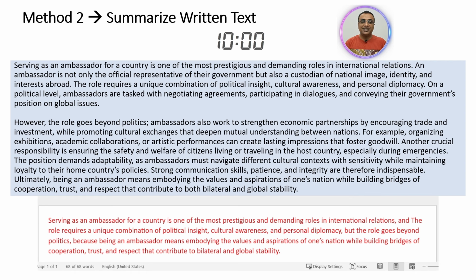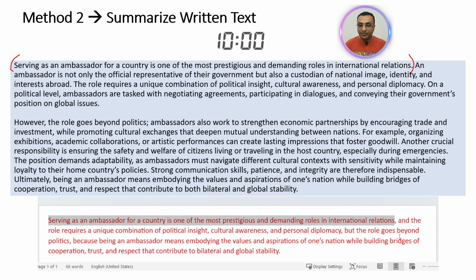So this is the answer that I've come up with for the second question. Let me explain the second method. Here, I have utilized the entire sentences, starting with, serving as an ambassador for a country is one of the most prestigious, so on and so forth. This is the first sentence that I've utilized entirely.